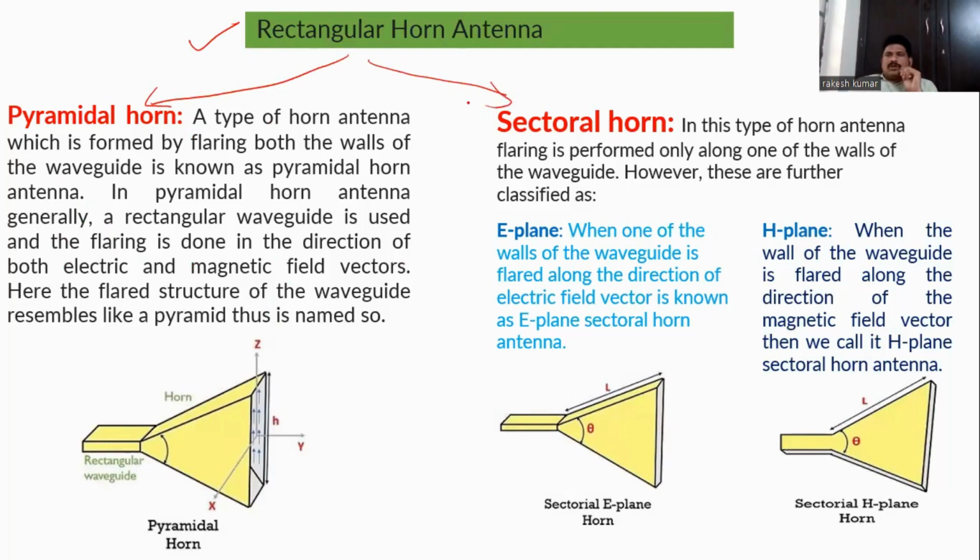Okay. So, what are the two classifications of horn antenna? Rectangular horn antenna and circular horn antenna. Again, coming to the rectangular horn antenna, it is divided into two types: pyramidal horn antenna and sectorial horn antenna. What is meant by this sectorial horn antenna?